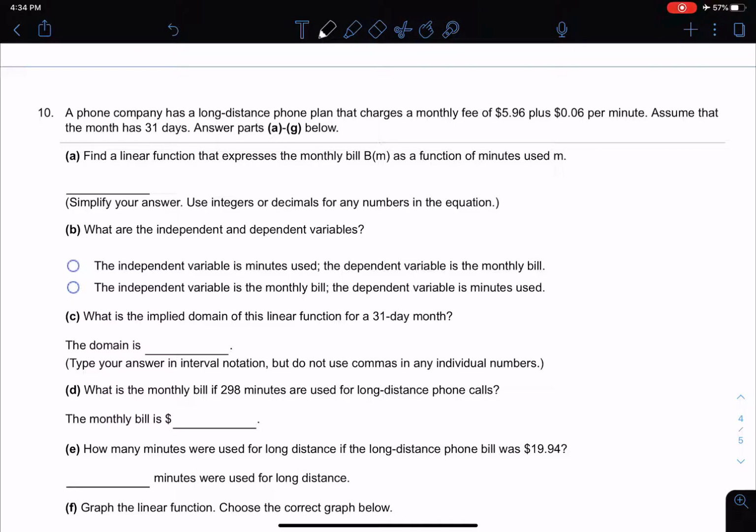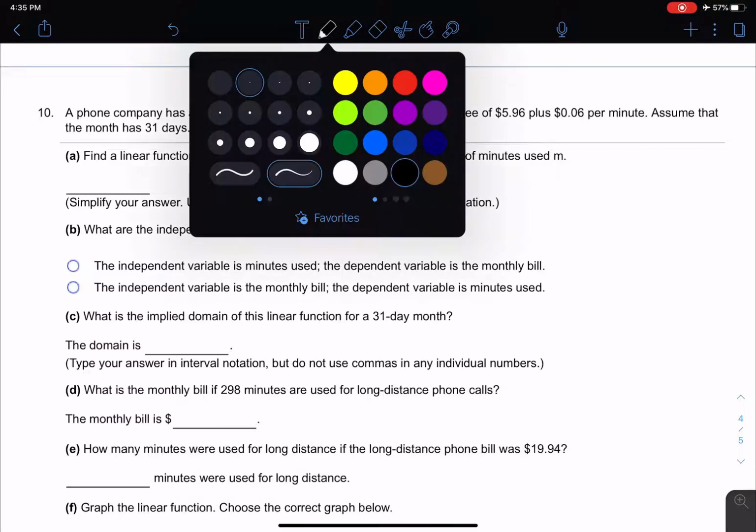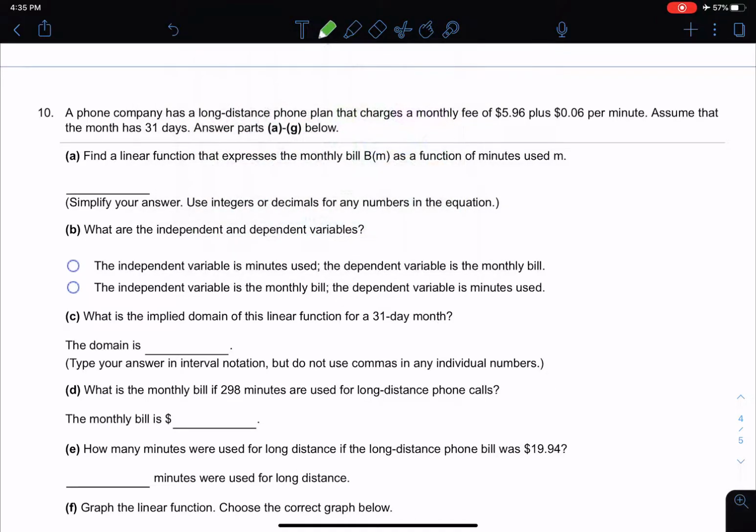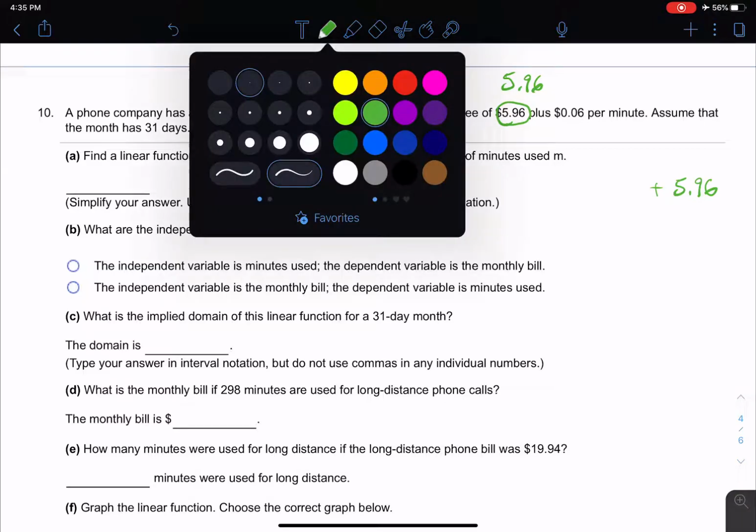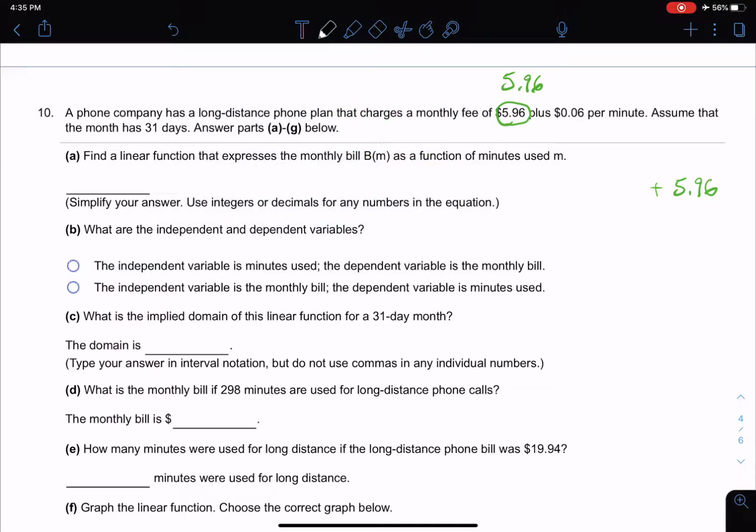A phone company has a long distance phone plan that charges a monthly fee of $5.96. Okay, so it doesn't matter if you call or not, there's a monthly fee. And I'm going to do this in green because it is the y-intercept, right? $5.96. No matter what happens, you have to pay $5.96. That is your flat fee. Then if I read on, it says plus, I'm going to do this in red, plus 6 cents per minute.